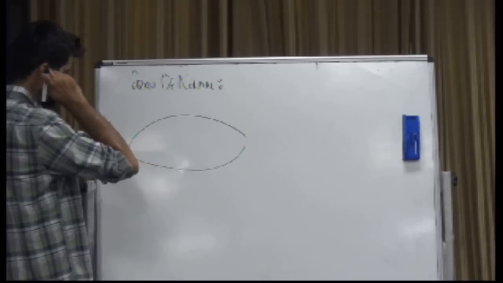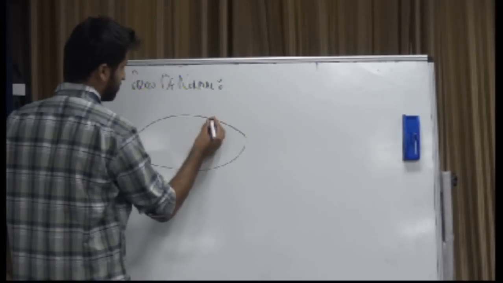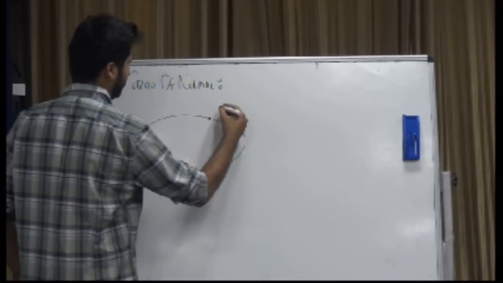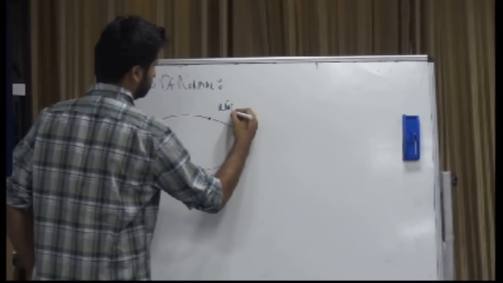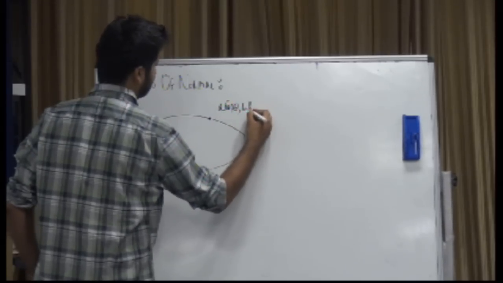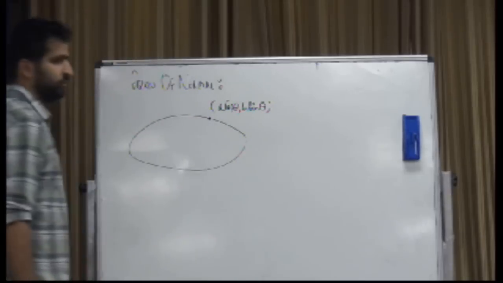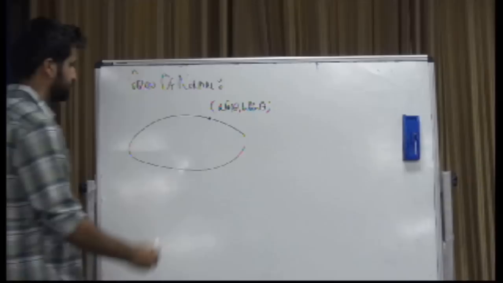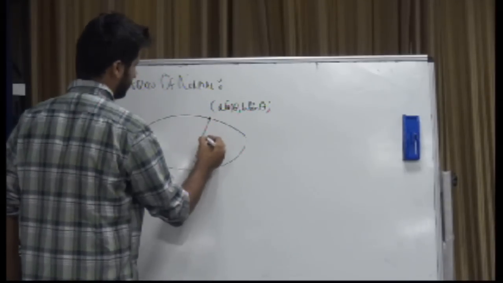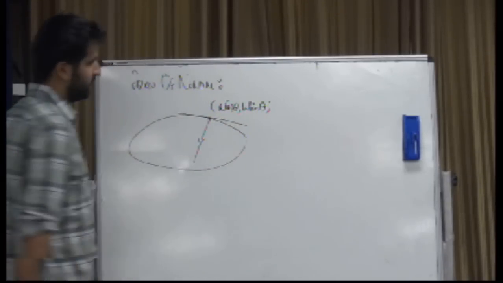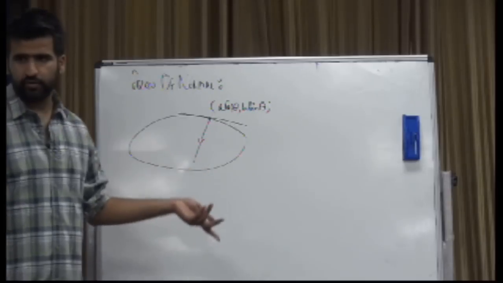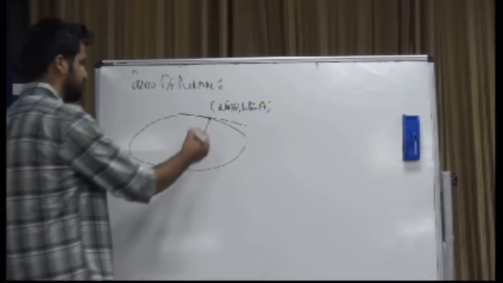So this is the ellipse. Let's suppose we need to find the normal at this point, (a cos theta, b sin theta). Okay, so this is a normal. The normal and tangent are both perpendicular. So these both will be perpendicular.